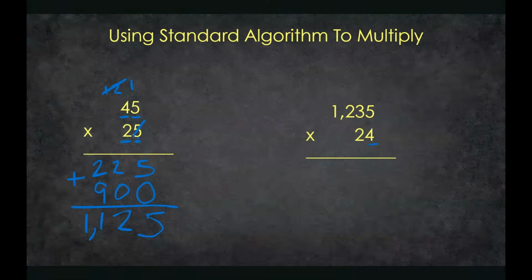We are going to start in the ones place, and we are going to multiply to the ones place. 4 times 5 is 20. 4 times 3 is 12, plus 2, 14. So I'm going to regroup. 4 times 2 is 8, plus 1, 9. And then we're going to go to the thousands. 4 times 1,000 is just 4. And there's going to be our first row of numbers.